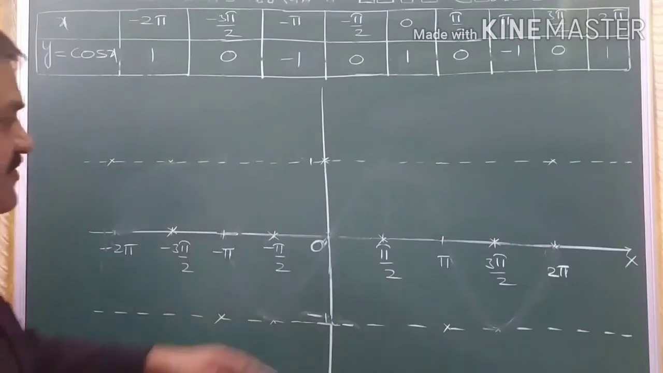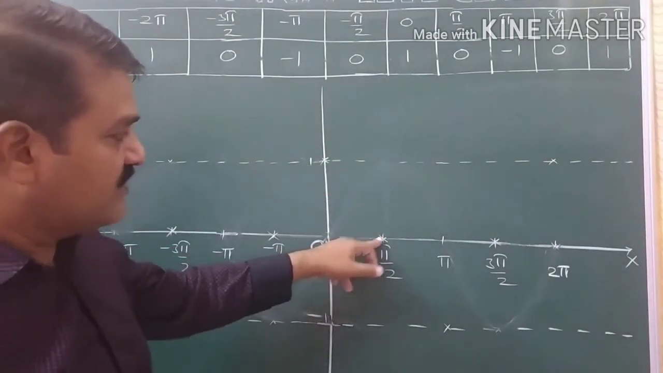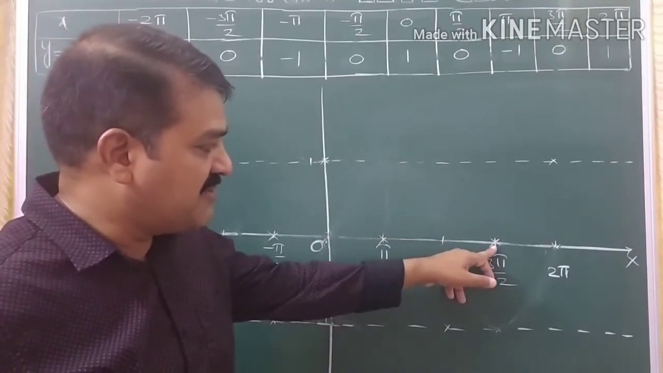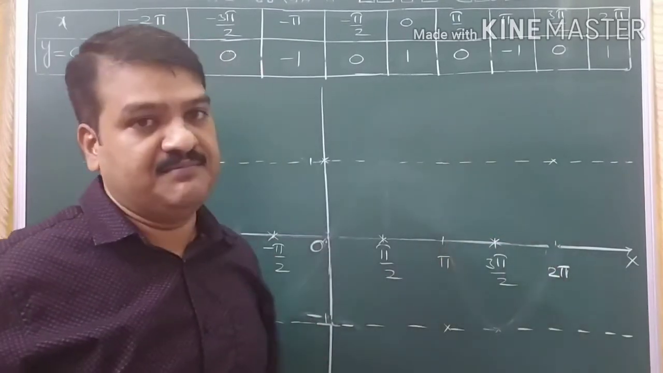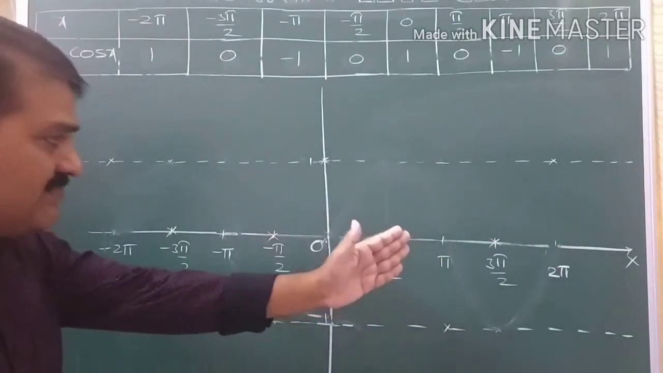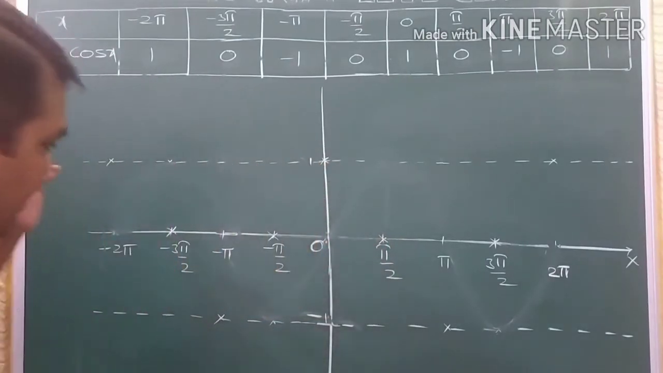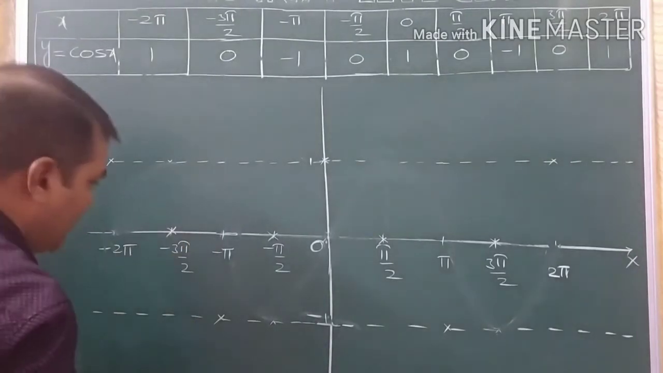Okay. So for x is equal to 0, y is 1. For x pi by 2, y is 0. For x is equal to pi, y is -1. X is equal to 3 pi by 2, y is 0. For x is equal to 2 pi, y is 1. And the same automatically similar locations you will get on left side of y axis. Okay. So I am trying to draw the graph now.